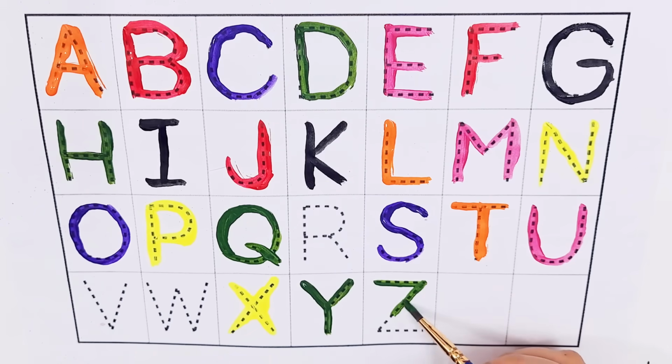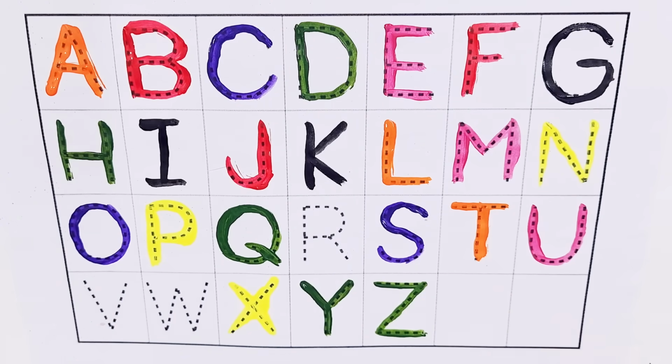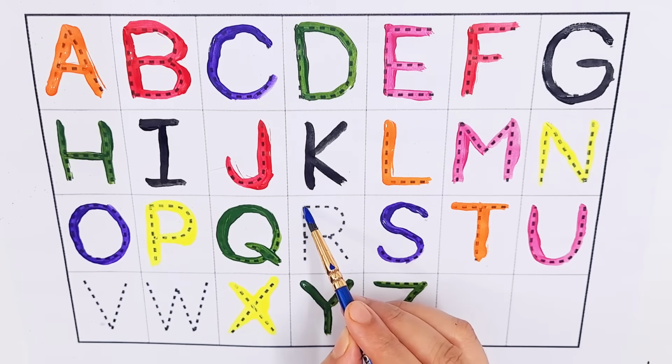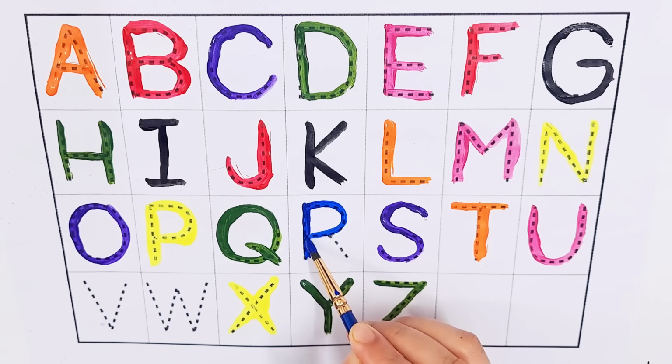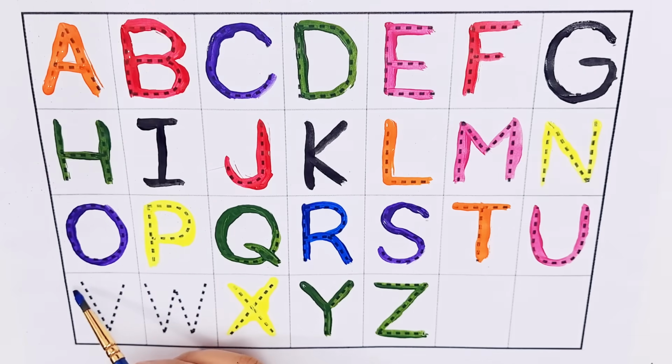Z for zipper. R for rainbow. V for violin.